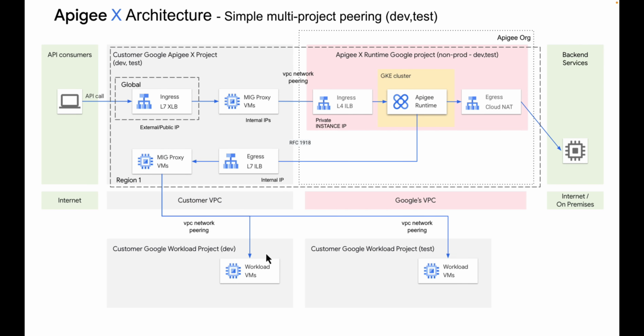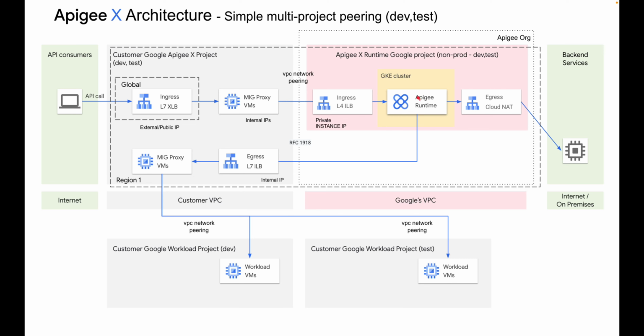I can also access our workload VMs that are not only part of the customer project, but can be part of different projects. These different projects will be peered with the customer project, as we did the peering between the customer project and the Apigee VPC that is part of the tenant project. But as you know, VPC peering is non-transitive.